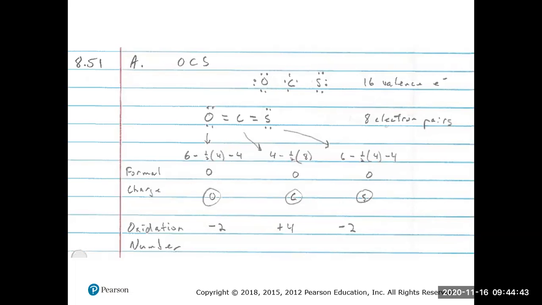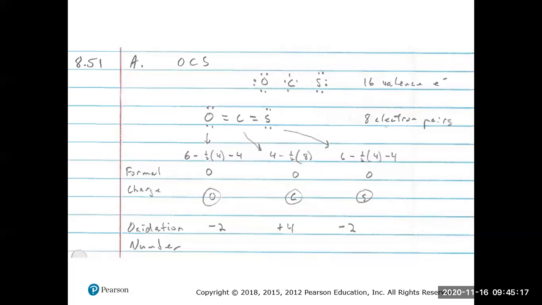And then for sulfur, we have 4 bonding electrons, so it's 1/2 times 4, plus we also have 4 free electrons, so non-bonding electrons. So in each case, what we find is our formal charge is 0 for this configuration. So that's good. The other thing we can do is we can calculate our oxidation numbers.